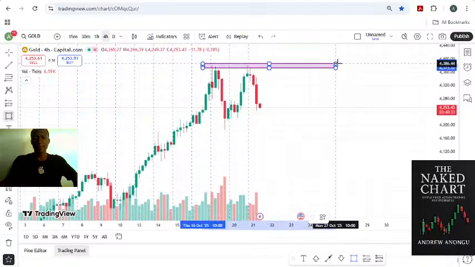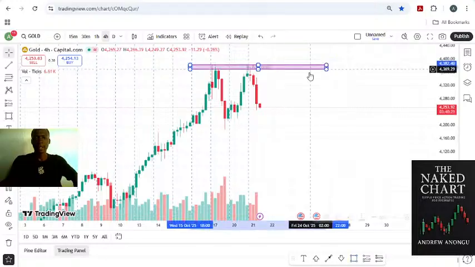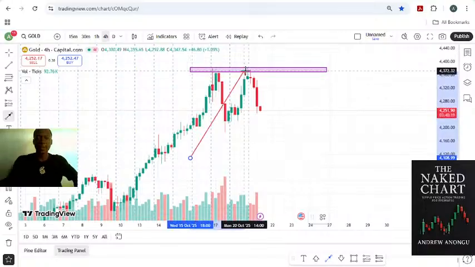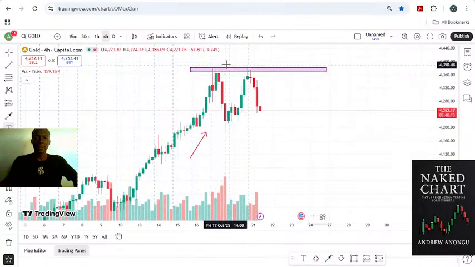So this is our resistance level in the market. Price has been here before. Price has been at this level before, rejected. Price still came back, rejected. So this is a strong resistance level in the market. Let's label that so that you guys can understand this clearly.